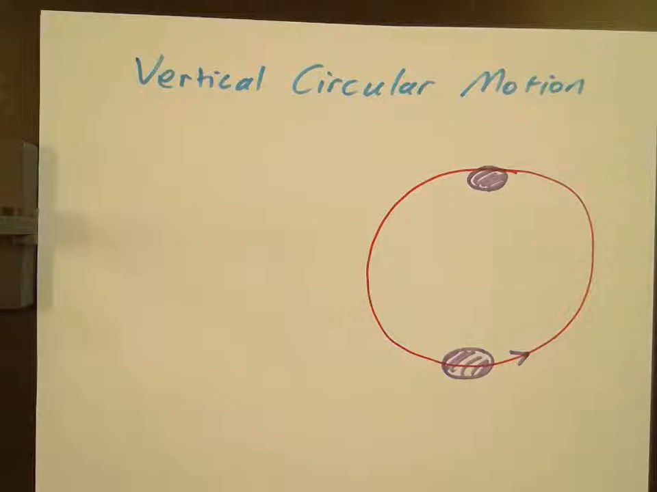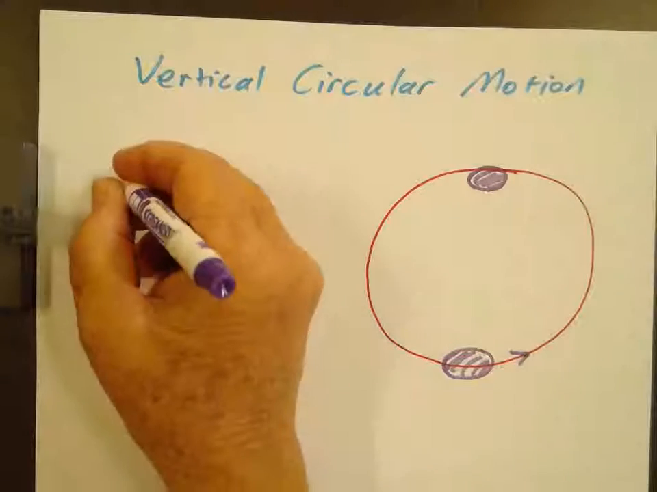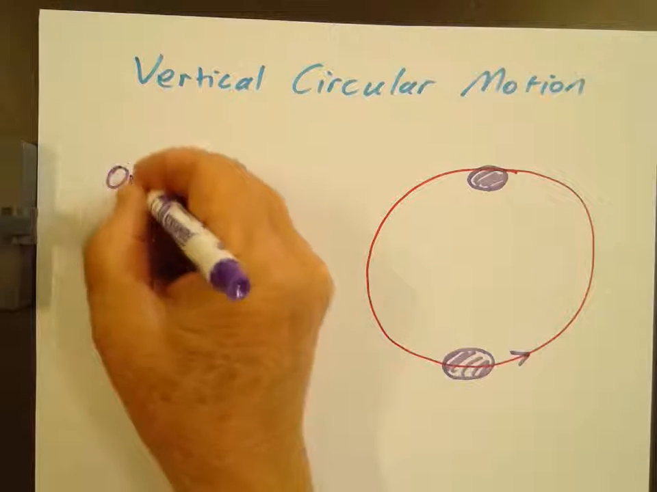Okay, welcome. This is one about vertical circular motion. We're trying a different recording method. This is an object going around in a vertical circle, same object top and bottom. The important thing to remember is that there are only two forces acting.